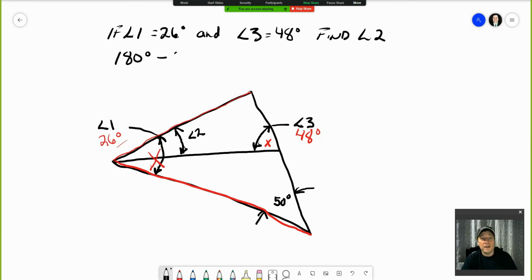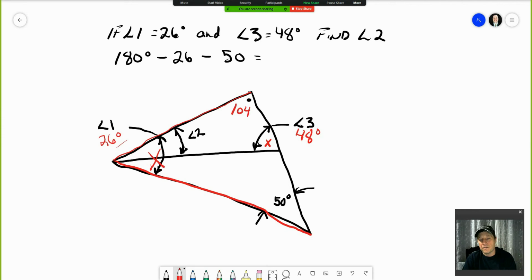If I subtract 26 and then I subtract 50, then that will give me this angle right here. So 180 minus 50 minus 26 is 104 degrees. So this angle on the inside of this large triangle is 104 degrees.